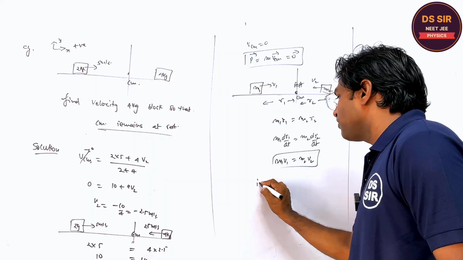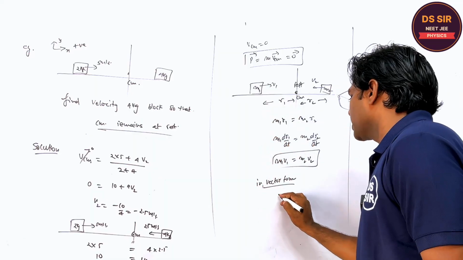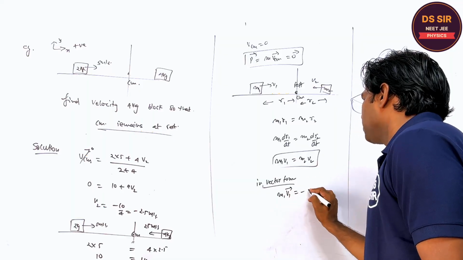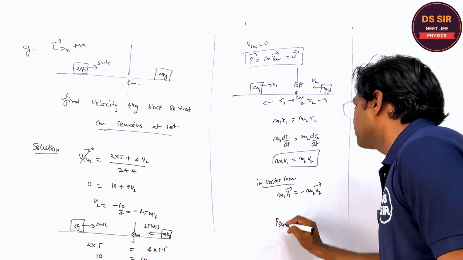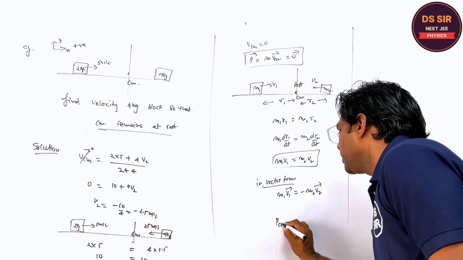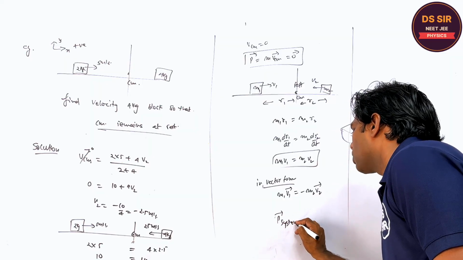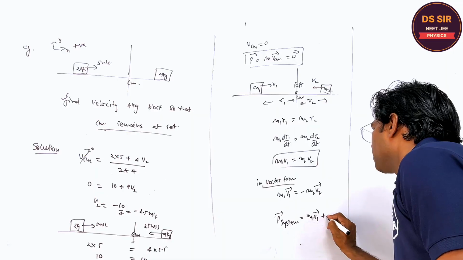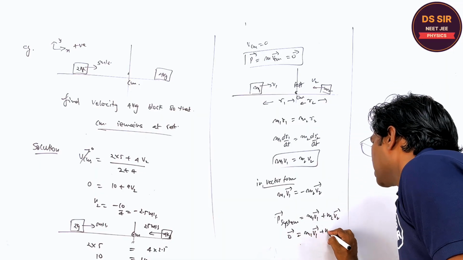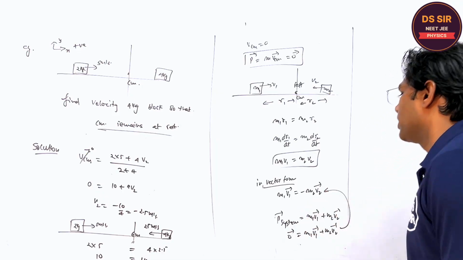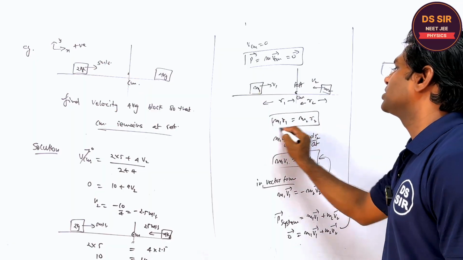Or in vector form, the momentum of m1, m1 v1 vector, must be equal and opposite to m2 v2 vector. How does it come? Because if the center of mass is at rest, the momentum of the system, m1 v1 plus m2 v2, must be equal to the null vector. From this you will get this relation, and in magnitude you get this relation.